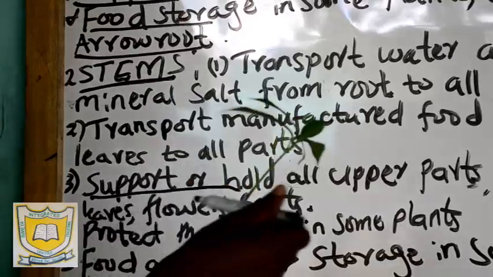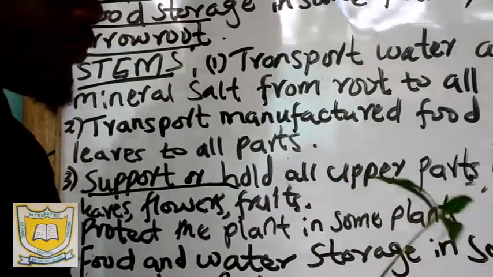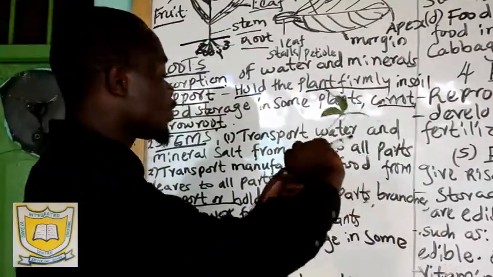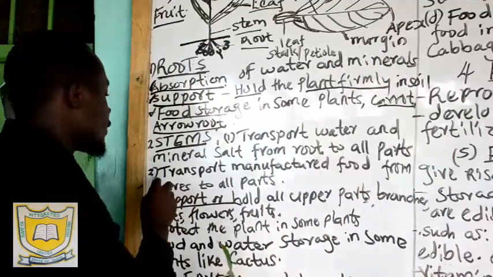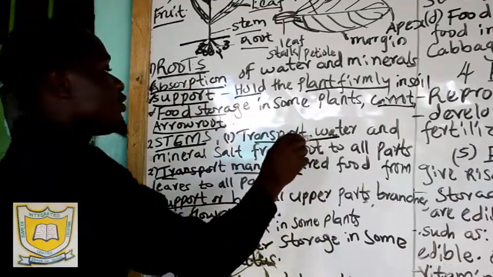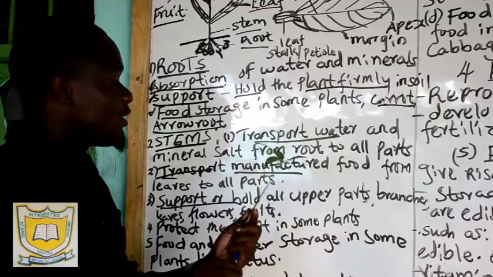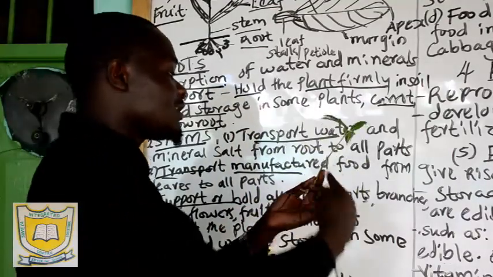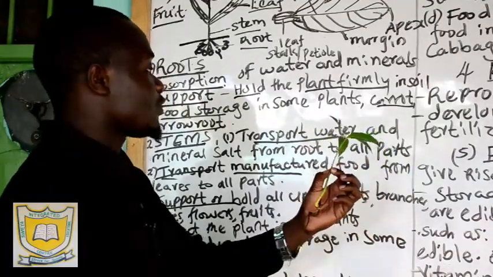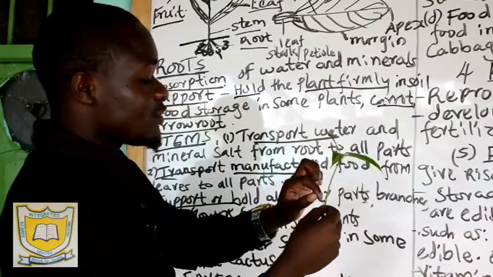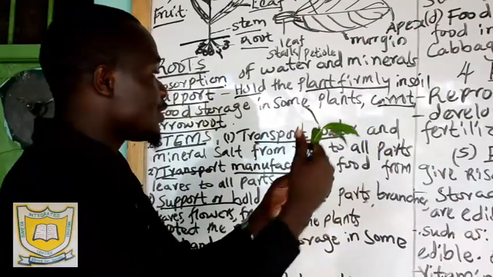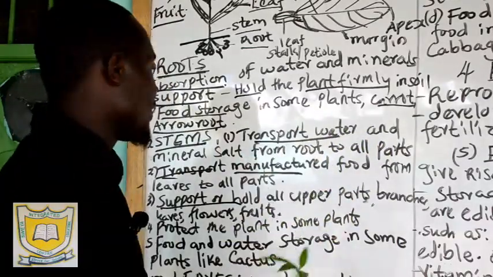Number two, we talk of transportation of minerals and water. When the minerals have been absorbed by the roots, they are transported through the stem to the leaves. So we talk of transport of manufactured food and also transportation of water. When you talk of transportation of water, in an exam they may draw an illustration. They take the plant and put it in colored water. Thereafter, they cut the plant across the stem, and you will find that there is colored water in the stem. That means they are illustrating transportation of water in the plant.